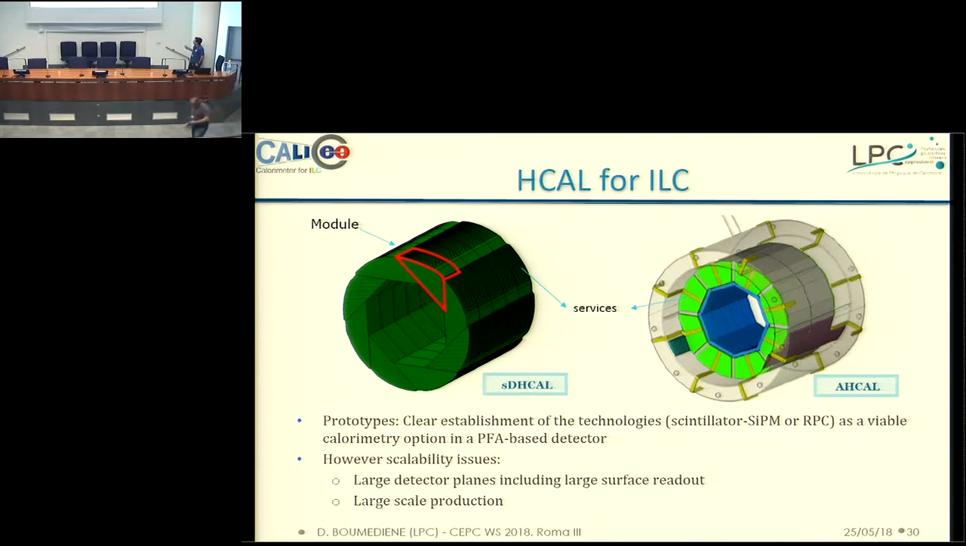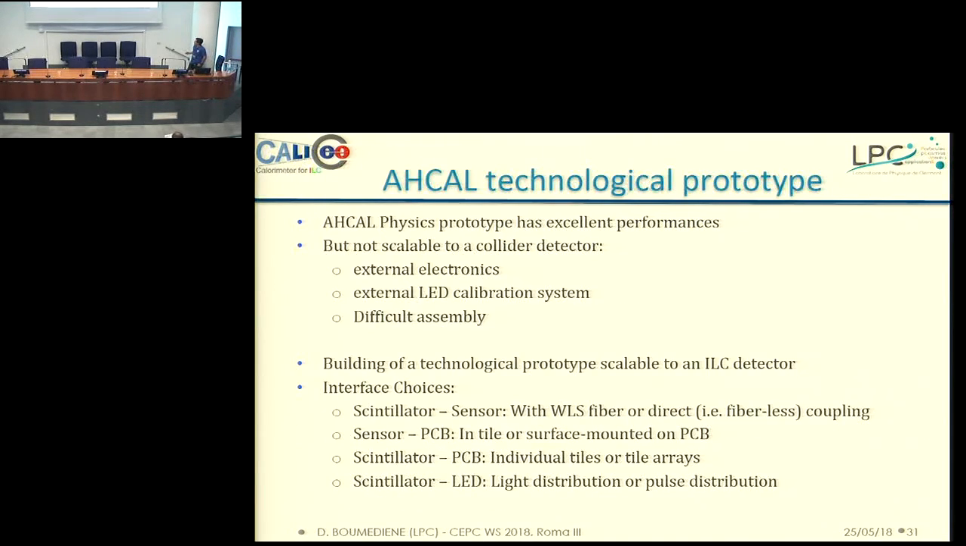It means for the AHCAL to have the electronics embedded inside the modules with the services here. For the SD HCAL to have modules with this geometry. And you have also to demonstrate that you can make a large-scale production. For the AHCAL, the physics prototype I have shown has excellent performance, but is not scalable to a collider detector because the electronics is external, because the calibration system based on the LED is also external, and the assembly is difficult.